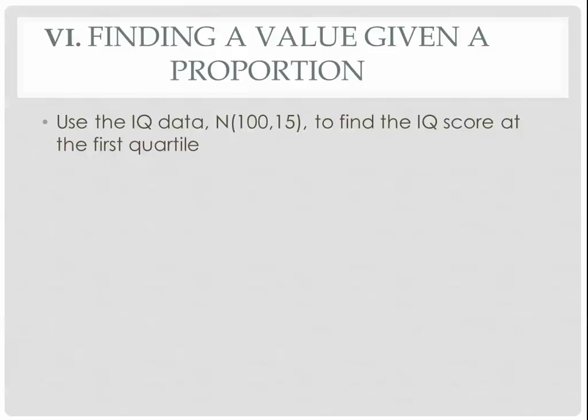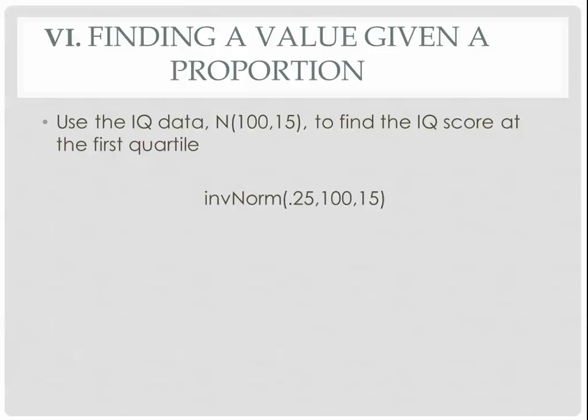Okay, let's do this last one using the IQ data. Find the IQ score at the first quartile. So now you have to remember all the way back to the beginning when we did the quartiles, and remember that quartile 1 has 25% of the data less than it. So pause the video right now and draw a picture that represents that. Get this curve, get it all labeled, and draw a line and put the proportions where they belong for the first quartile having 25% of the data below it, 75% above it.